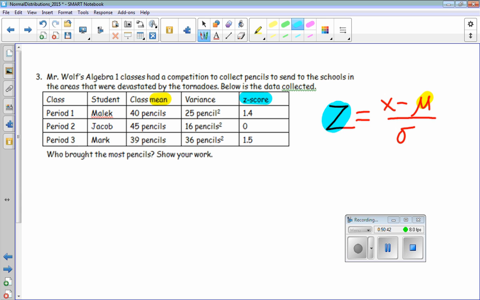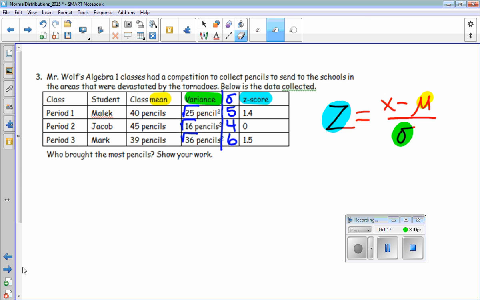Oh, well, kind of do. I'm given the z-score. If I'm given the variance, can I find the standard deviation? Square root it, right? So I'm going to have to go through and square root each of these values to find the standard deviation. So let's make another column for the standard deviation. What's the square root of 25? 5. What's the square root of 16? 4. What's the square root of 36?